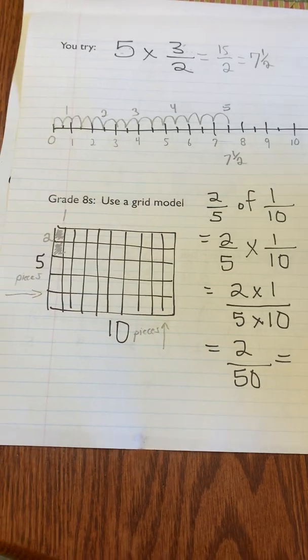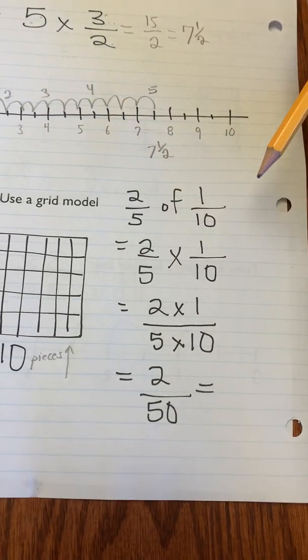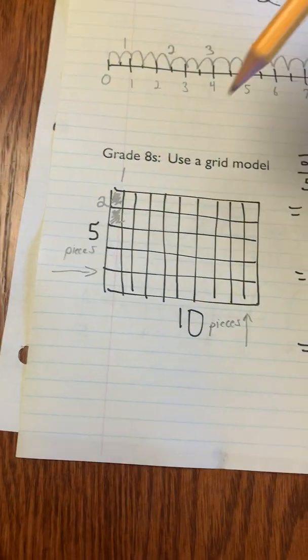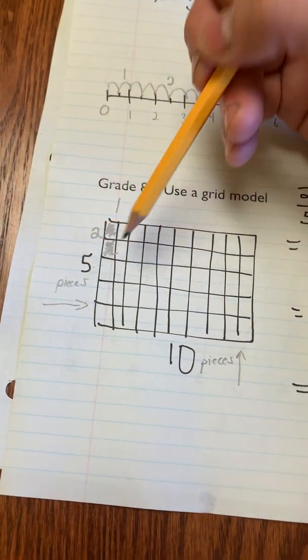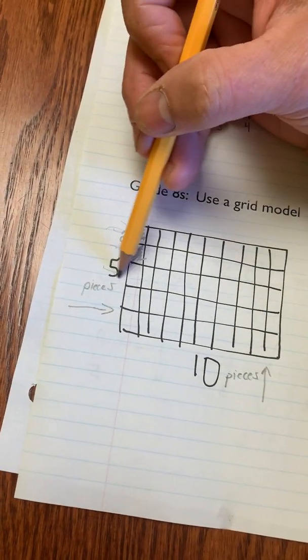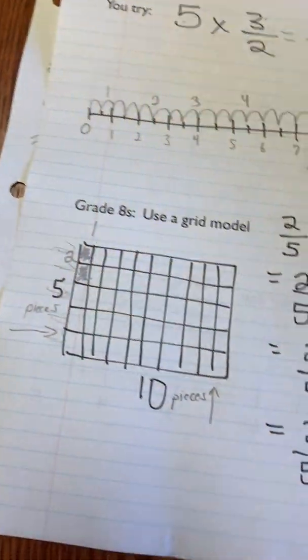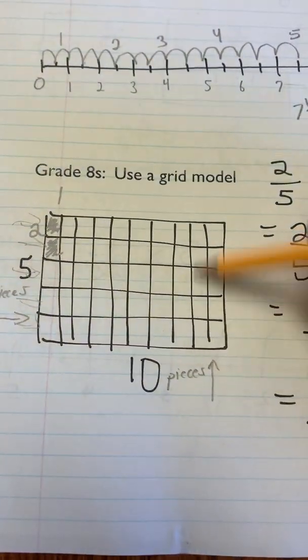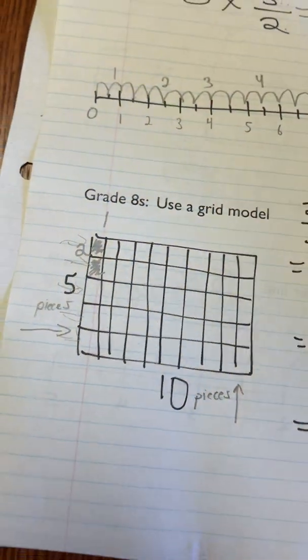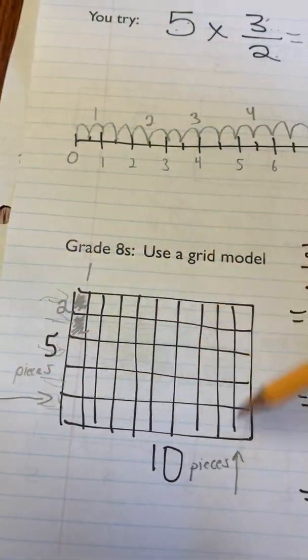Last but not least, we've got the grade 8s using the grid model. So if we looked at something like 2/5 of 1/10, the easy way to model this with a grid would be to come over and say, here I'm going to break a square into pieces of 5. Notice I've got 1, 2, 3, 4, 5 pieces that run this way. I also now have 10 pieces that run this way. So I've got the box broken up into a grid that's 5 pieces by 10 pieces.